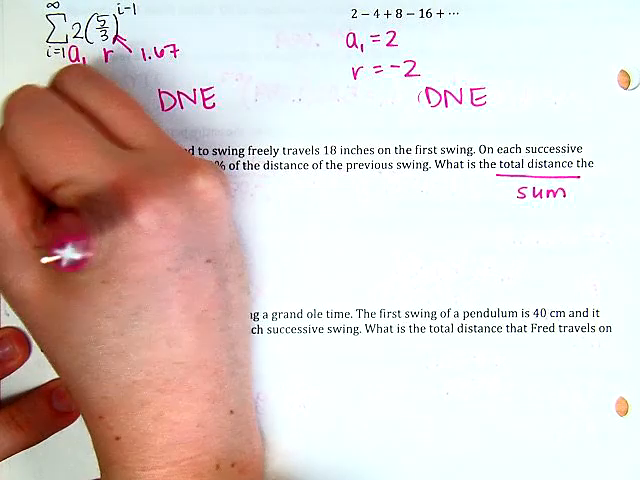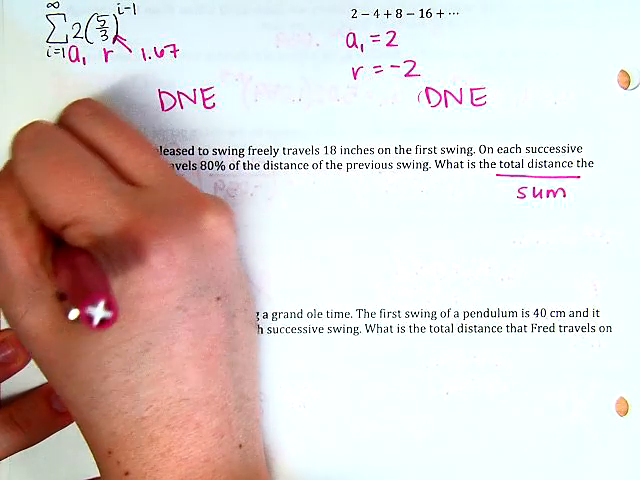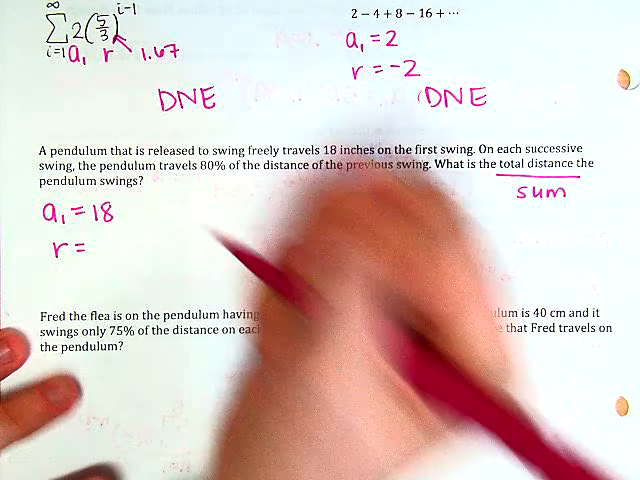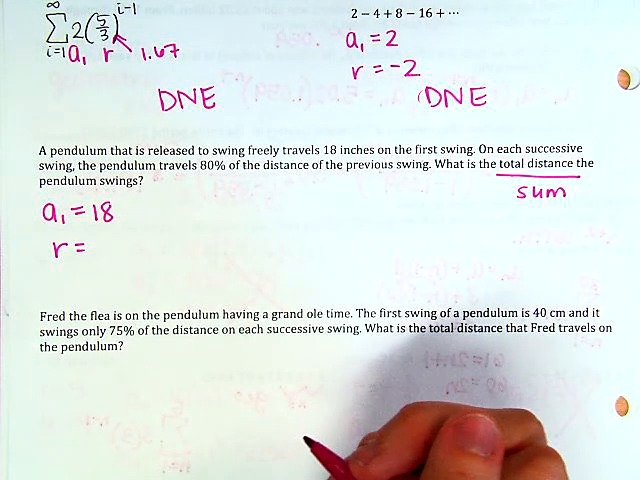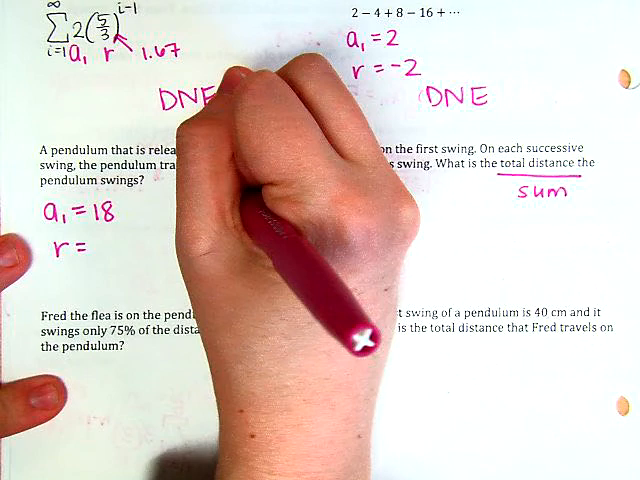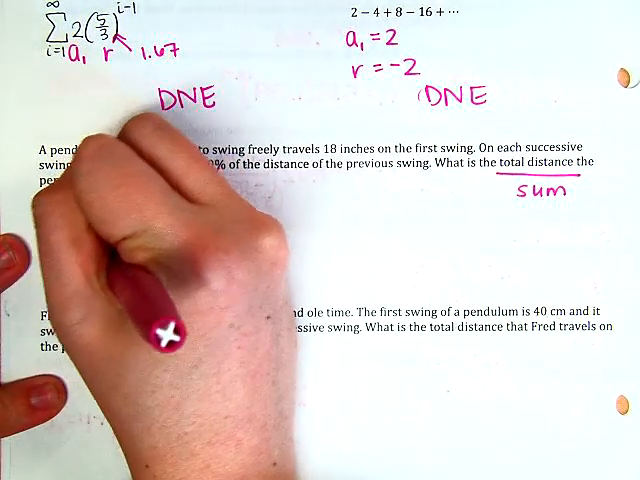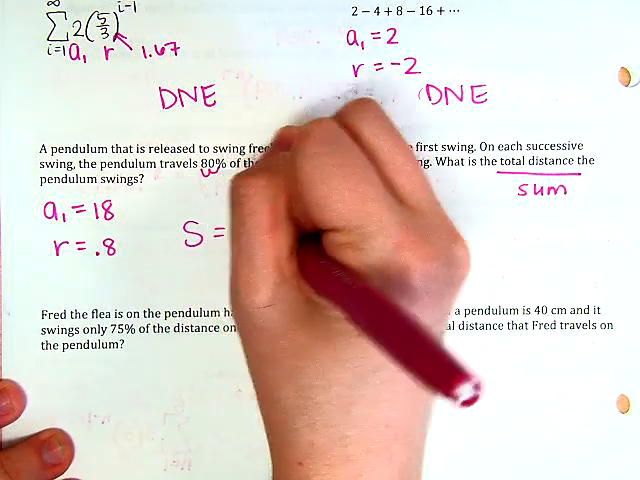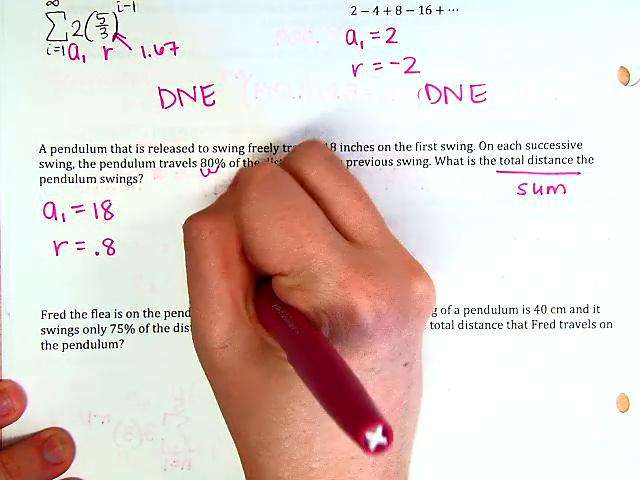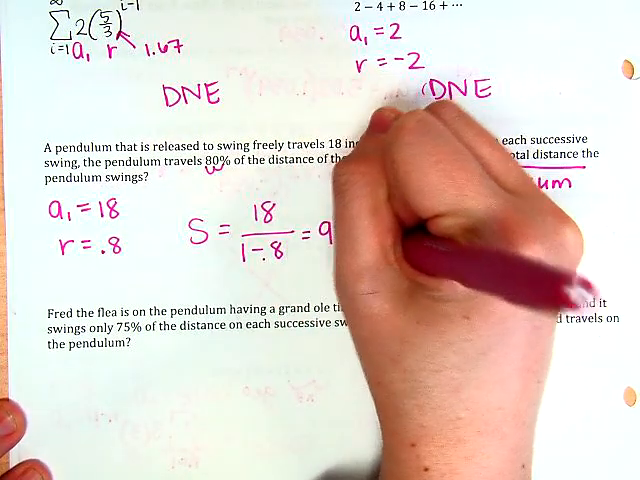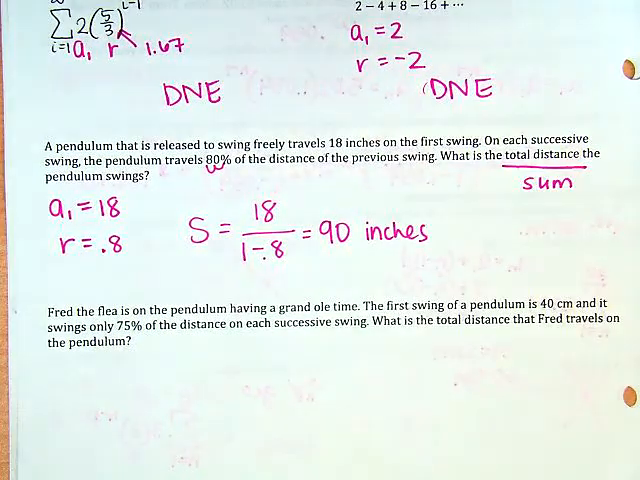So for sum, I need two terms. I need my first term and my ratio. My first term told me my first swing travels 18 inches. After that, it only travels 80%. So if I change that percent into a decimal, I get 0.8. So then I go to my sum formula, 18 over 1 minus 0.8. And if you do that, you get 90 inches.